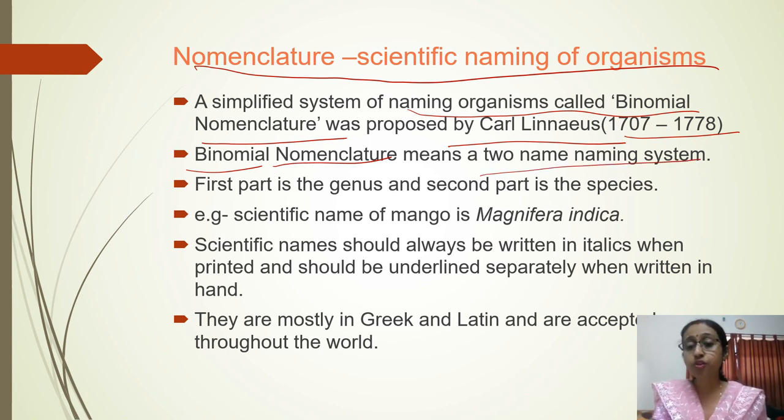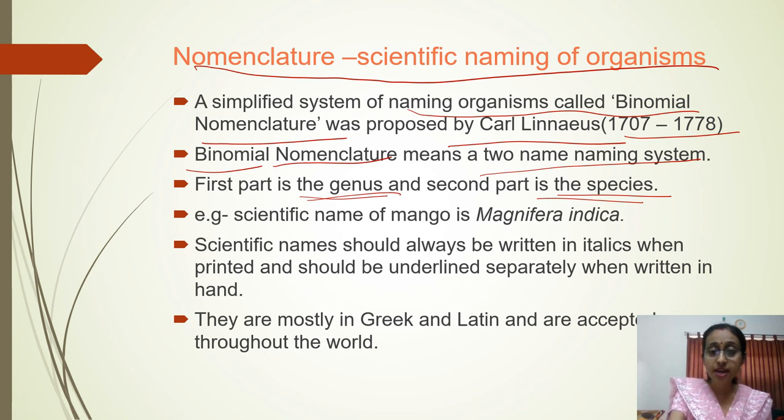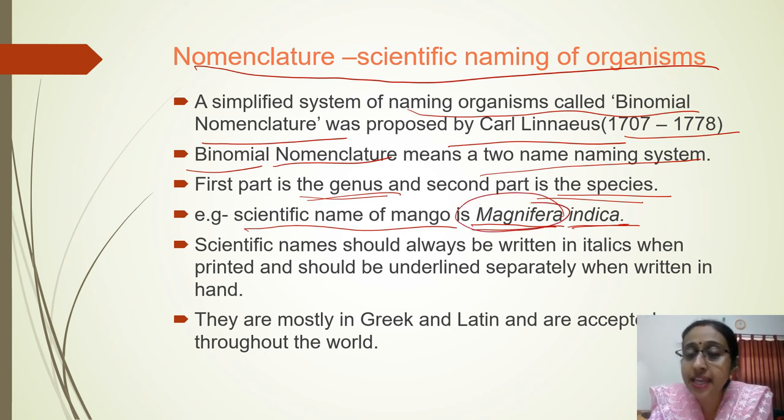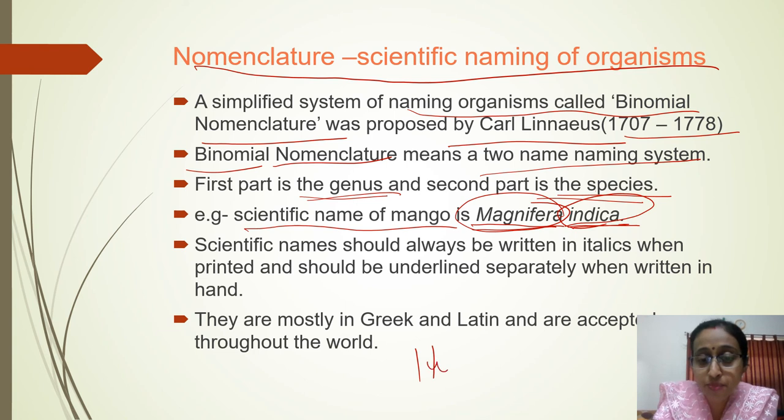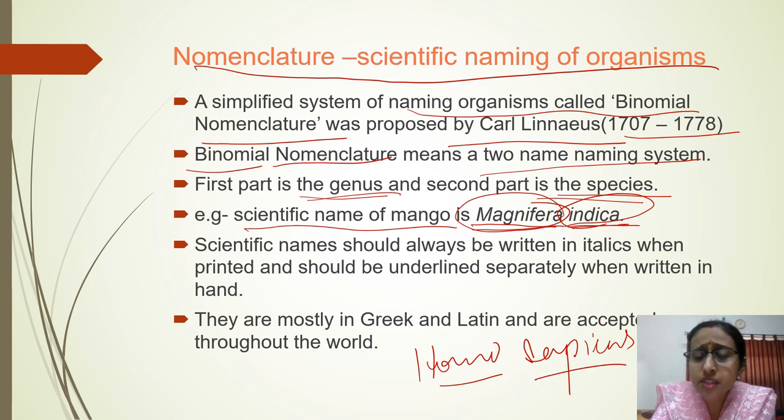Is it clear? The first part of the naming system is the genus name, and the second part is the species name. For example, the scientific name of mango is Mangifera indica. The first part is the genus Mangifera and the second part is the species indica. If we take the scientific name of human beings, that is Homo sapiens, the first part Homo is the genus name and the second part sapiens is the species name.